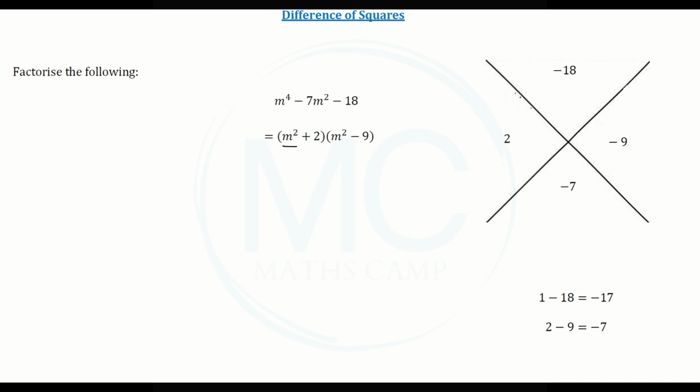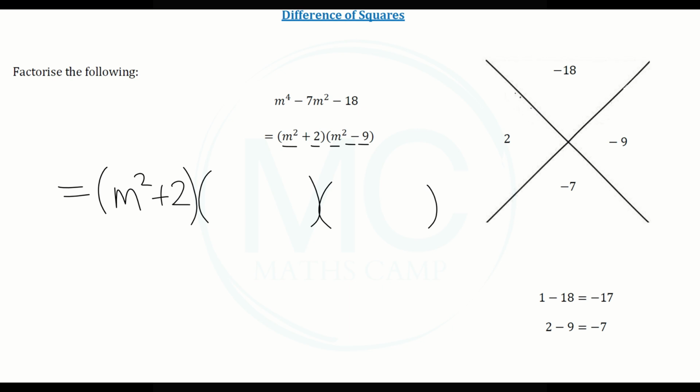m squared is a square, but 2 isn't. So there's nothing else we can do to this bracket. Our second bracket, however, has m squared and 9. These are both squares, and they're separated by a minus sign, which means that we can factorize this bracket further using the difference of squares. So let's put in our first bracket, m squared plus 2. And now we're going to open two brackets.